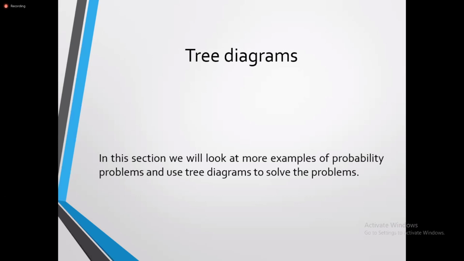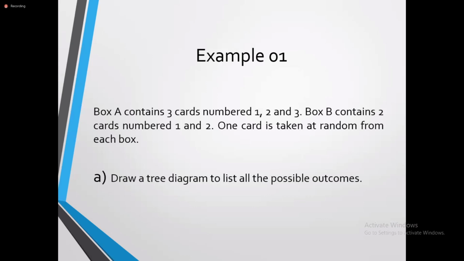Today we have to discuss tree diagrams. I know you already know how to draw a tree diagram for a particular situation. Anyway, in this section, we will look at more examples of probability and we will use tree diagrams to solve those problems. Okay, first look at example number 1. Read the question very carefully. Box A contains 3 cards numbered 1, 2, 3, and box B contains 2 cards numbered 1 and 2.